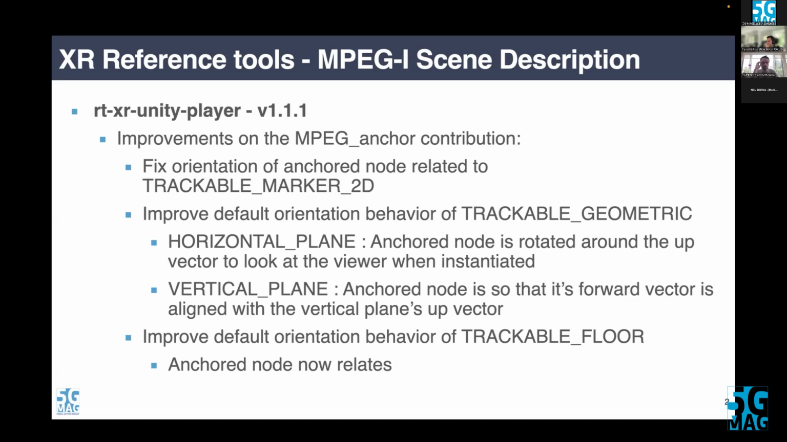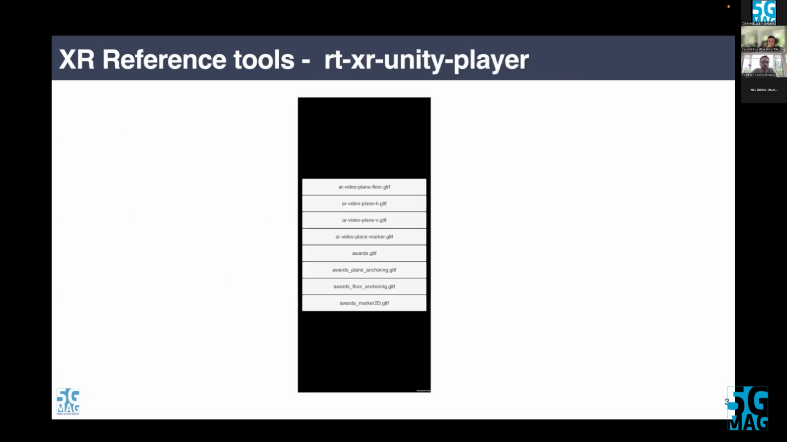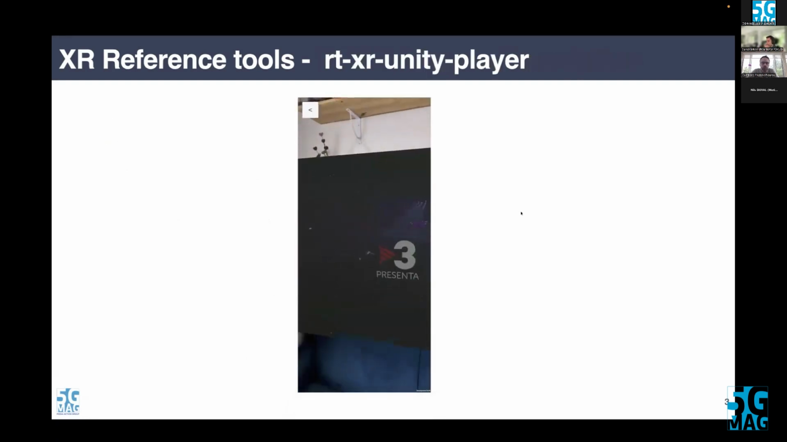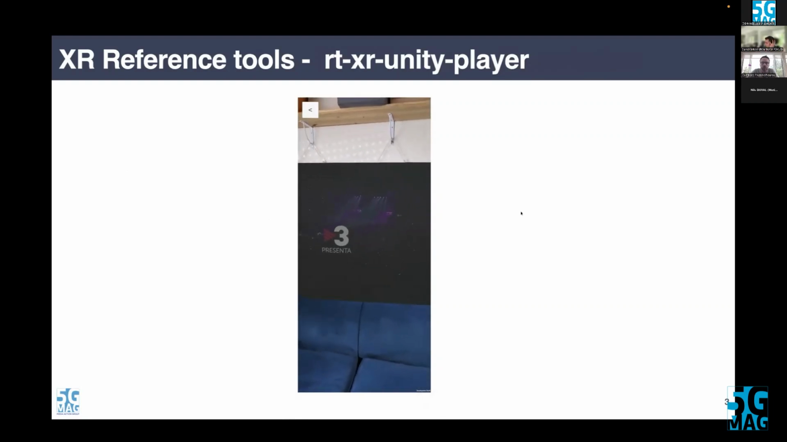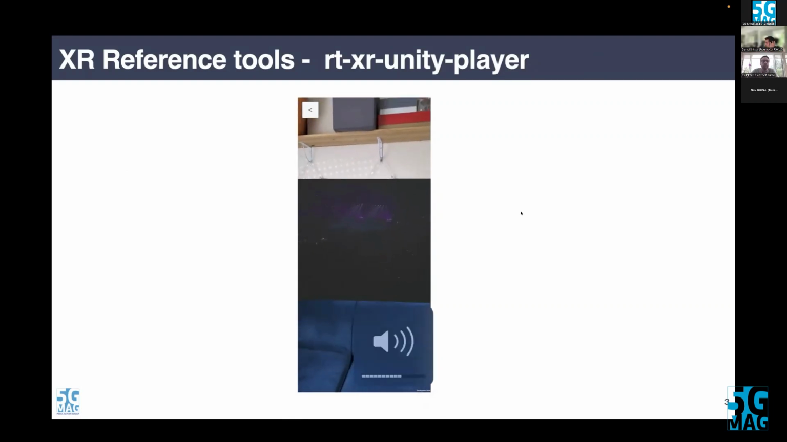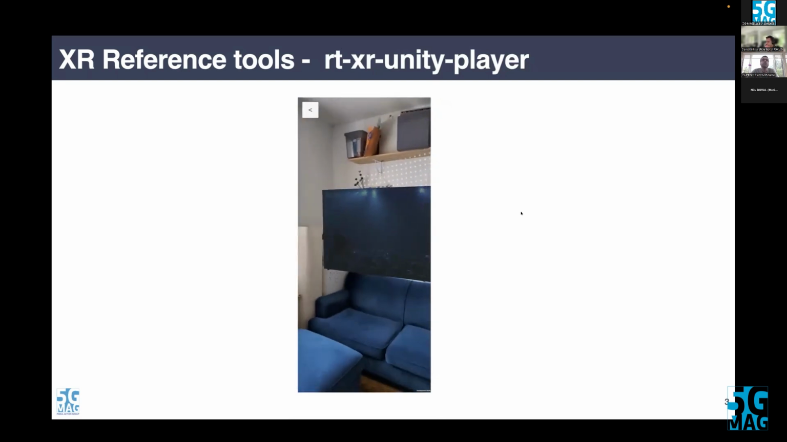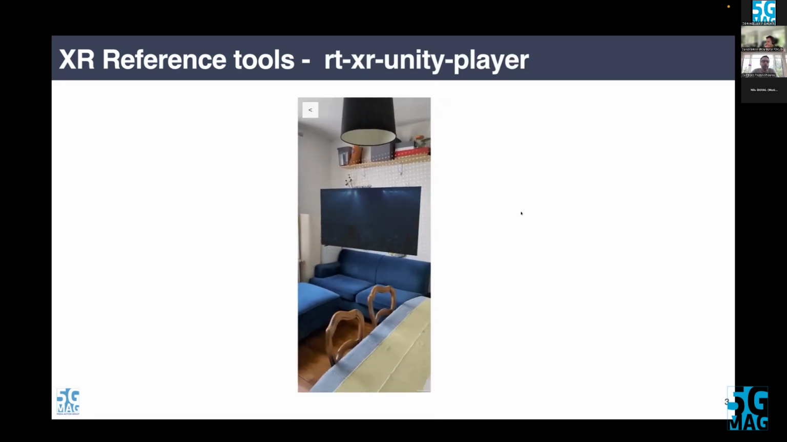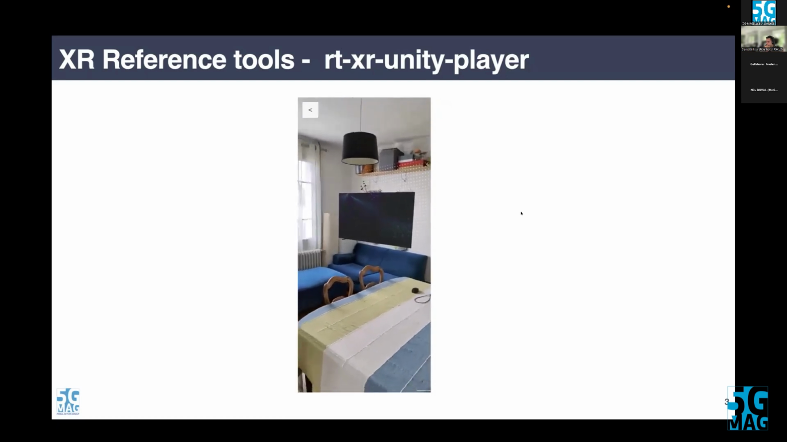So this works for a single user scenario. On a vertical plane, it aligns the node with the plane itself, when previously the node was positioned wherever the vertical plane was detected. It makes a small improvement to trackable floor. So this is the demo that we are showing related to the latest build of the player. Demo that you may have been seeing on previous presentations.